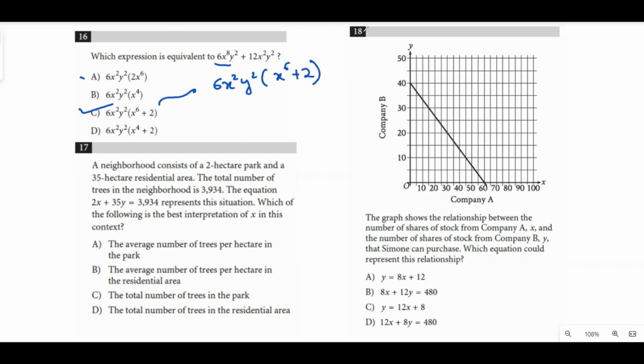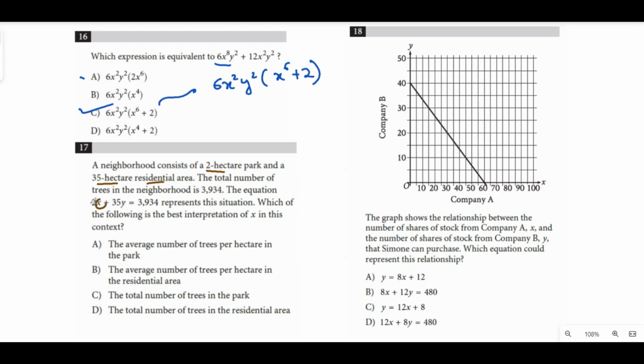Now, coming to question number 17, which is a statement type of question. Let's understand this question. A neighborhood consists of a 2-hectare park and 35 hectares of residential area. The total number of trees in the neighborhood is 3,934. The equation 2x plus 35y is equal to 3,934 represents this situation. Which of the following is the best interpretation of x in this context? That means they're talking about this x.